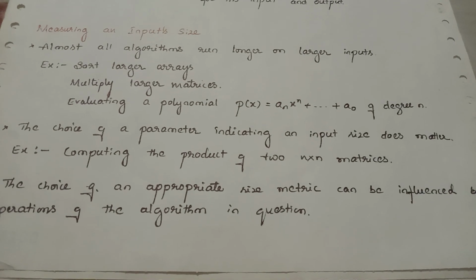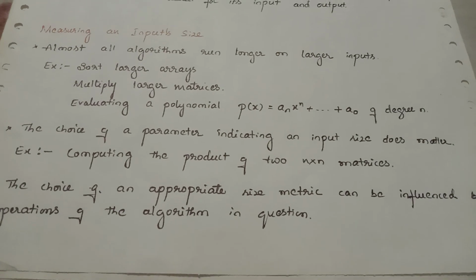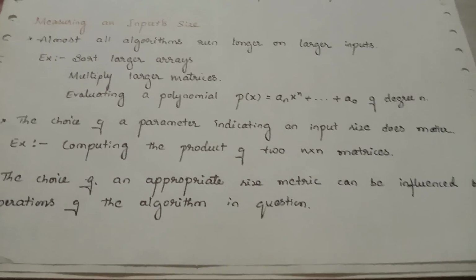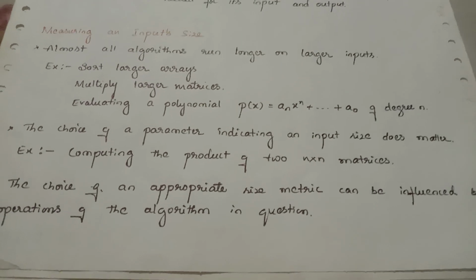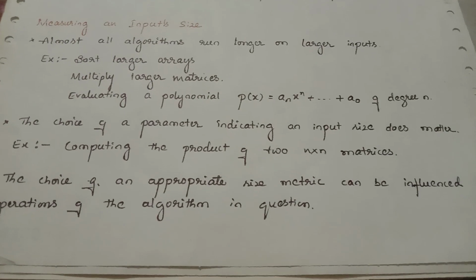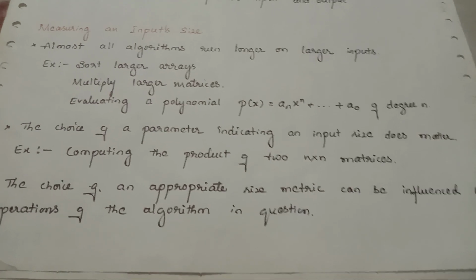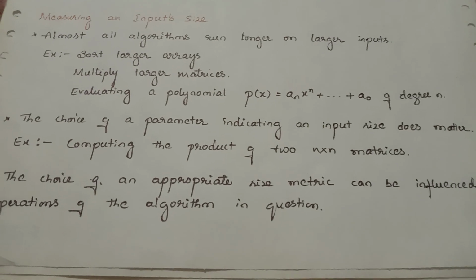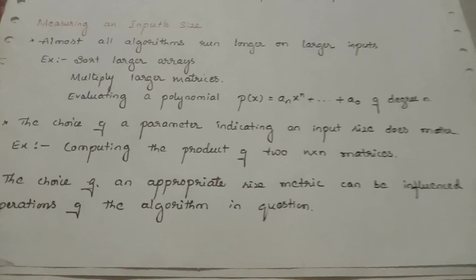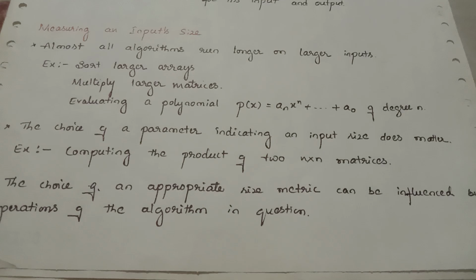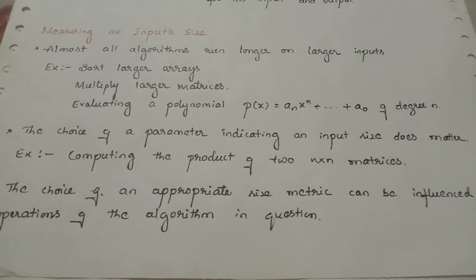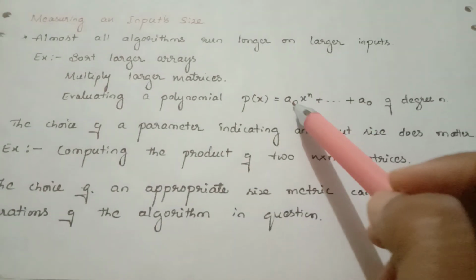Then coming to the next problems: searching and finding the smallest element or the largest element. In all these kinds of problems, sorting, searching, finding the smallest element, finding the largest element, we are going to give a number of elements. The number of elements you are going to give indicates the input size. That is obvious, that is n. Then coming to, for example, the problem of evaluating a polynomial, which I have written here. This is a polynomial written.